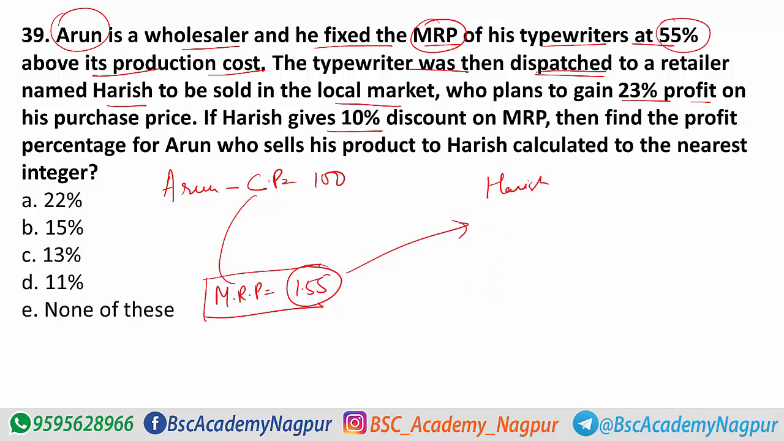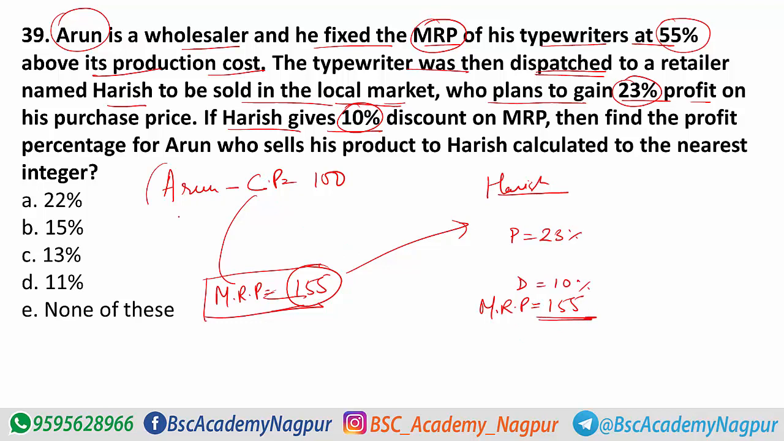And there is the same MRP. We have an MRP of 155. After that, what is Haris doing? To be sold in the local market, who plans to gain 23%? Haris plans to gain 23% profit on the purchase price. Haris gives a 10% discount on this MRP.